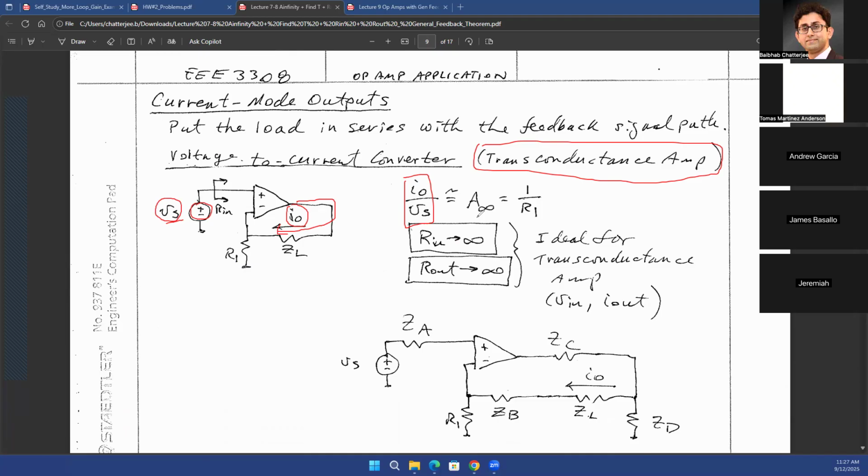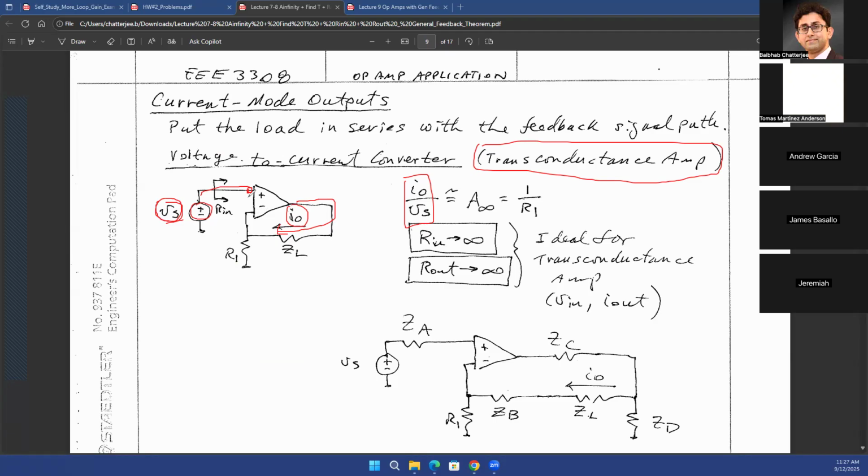And again, you can find out what would be the value of that transconductance gain. That is going to be 1 over R1. All right, so again, why is that? Just think about it. So this point's voltage is VS. You have a virtual ground property in this case. Why? Because you have this negative feedback. So your virtual ground property will hold.